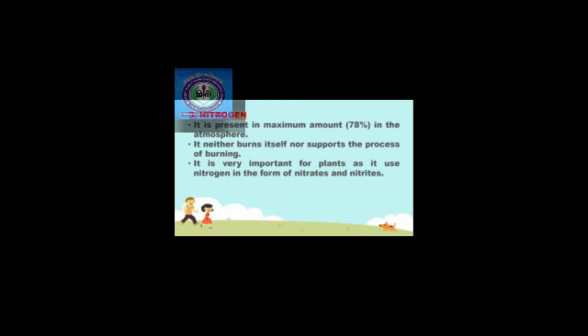It is very, very important for the plants because this nitrogen is found in the form of nitrates and nitrites in the soil, and that mineral is very important for plants to survive. If this mineral is not there, then the plant will die. So this is the most important element for plants, and plants are very, very important for us because everything is connected through plants to us. Now let us come to the next, which is carbon dioxide.